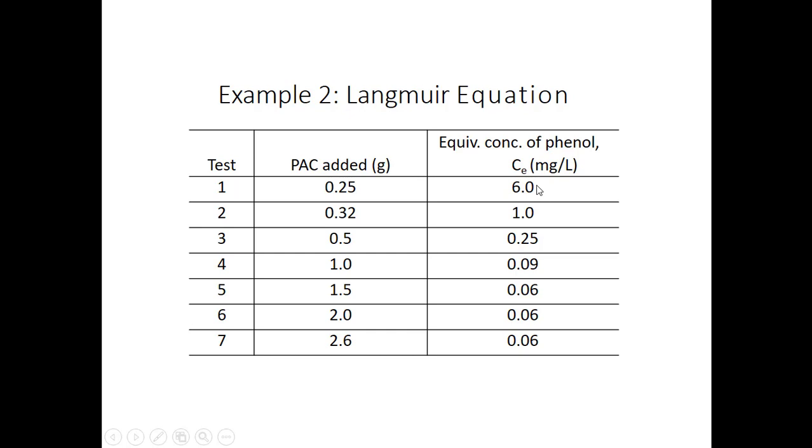The equivalent concentration reduced from 6, then 1, then 0.25, 0.09, 0.06, and we apply more PAC, but the equivalent concentration remained the same, 0.06, 0.06. Although we add more, the concentration remained the same, 0.06, which means that we reached the ultimate possible residual. We reached the least possible residual concentration of phenol.